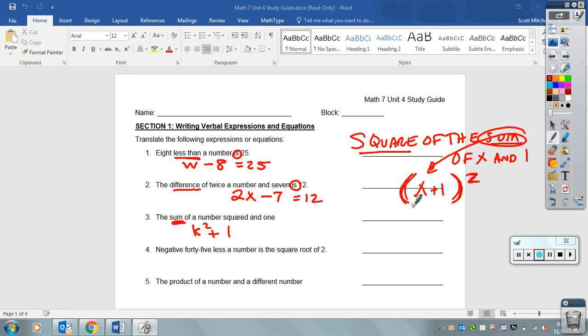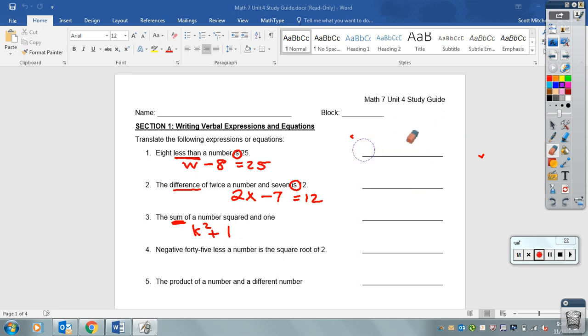That's why we need parentheses. This is just like the distributive property. It's not the distributive property, but it's like the distributive property. It's different than number 3. Anyway, this is just a bonus. This is the answer for number 3.